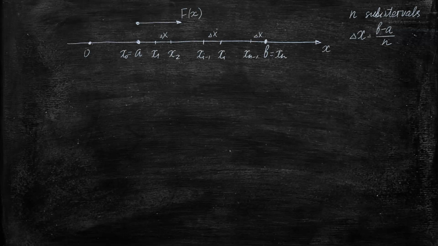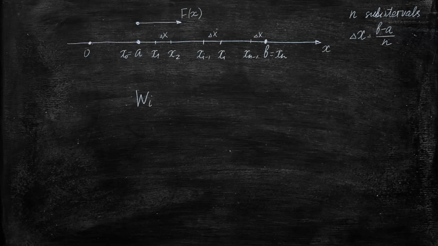And here's the first statement. The work done by a force to relocate the object from A to B is the sum of all the works. So it's the sum of the work done to relocate the object from x0 to x1, then from x1 to x2, and so on. So what we really want to do is focus on finding the work done on the ith subinterval.